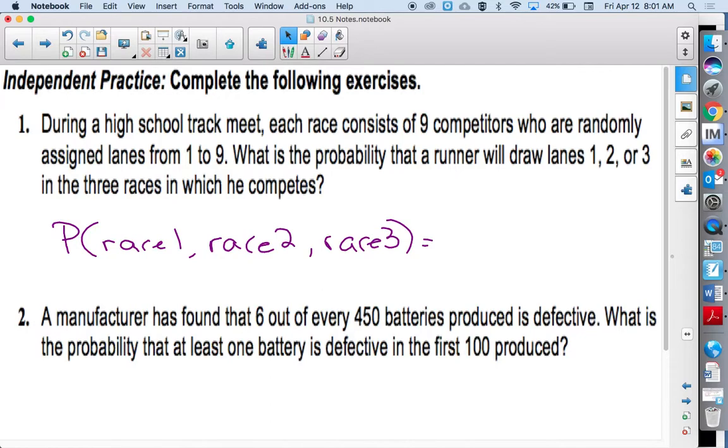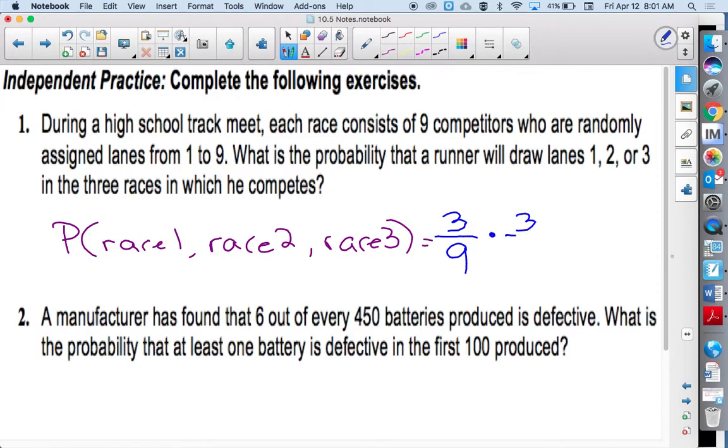So Emma, how many lanes are we talking about here? 9. And we want to find the probability that he would be in lanes 1, 2, or 3. So that would be 3 different lane options. So the 3 lanes, 1, 2, or 3 out of the total. So that's for race 1. The probability for that occurring for race 2 is 3 out of 9. For race 3 is still 3 out of 9. Or you could say 3/9 to the 3rd power, because the same thing is happening repeatedly for each one of those races.